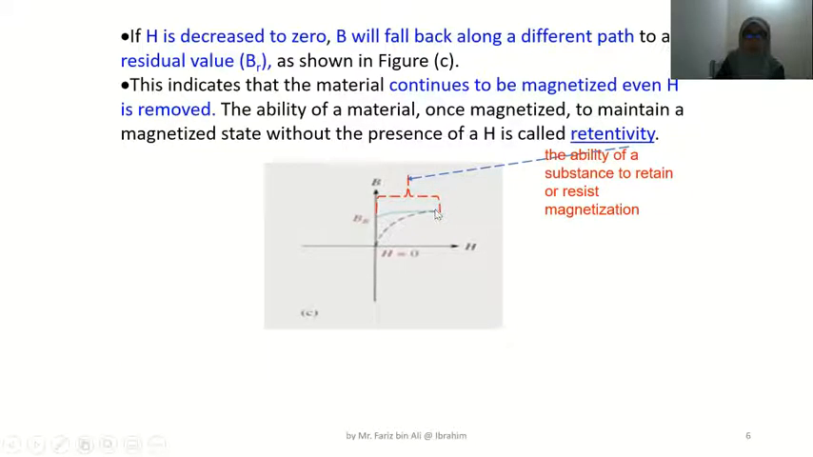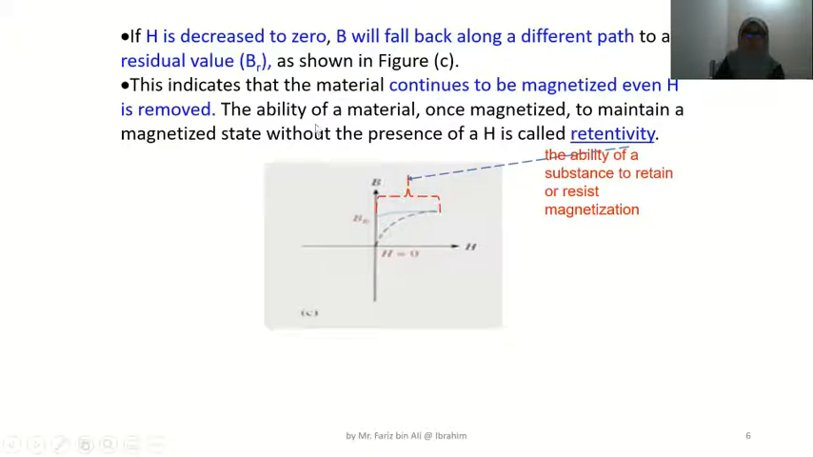The B falls back along a different path to the residual value of BR. So from the saturation, when H is decreased to 0, B also falls back but along a different path. This indicates that the material continues to be magnetized even when H is removed. When the intensity is removed, B continues to be magnetized.